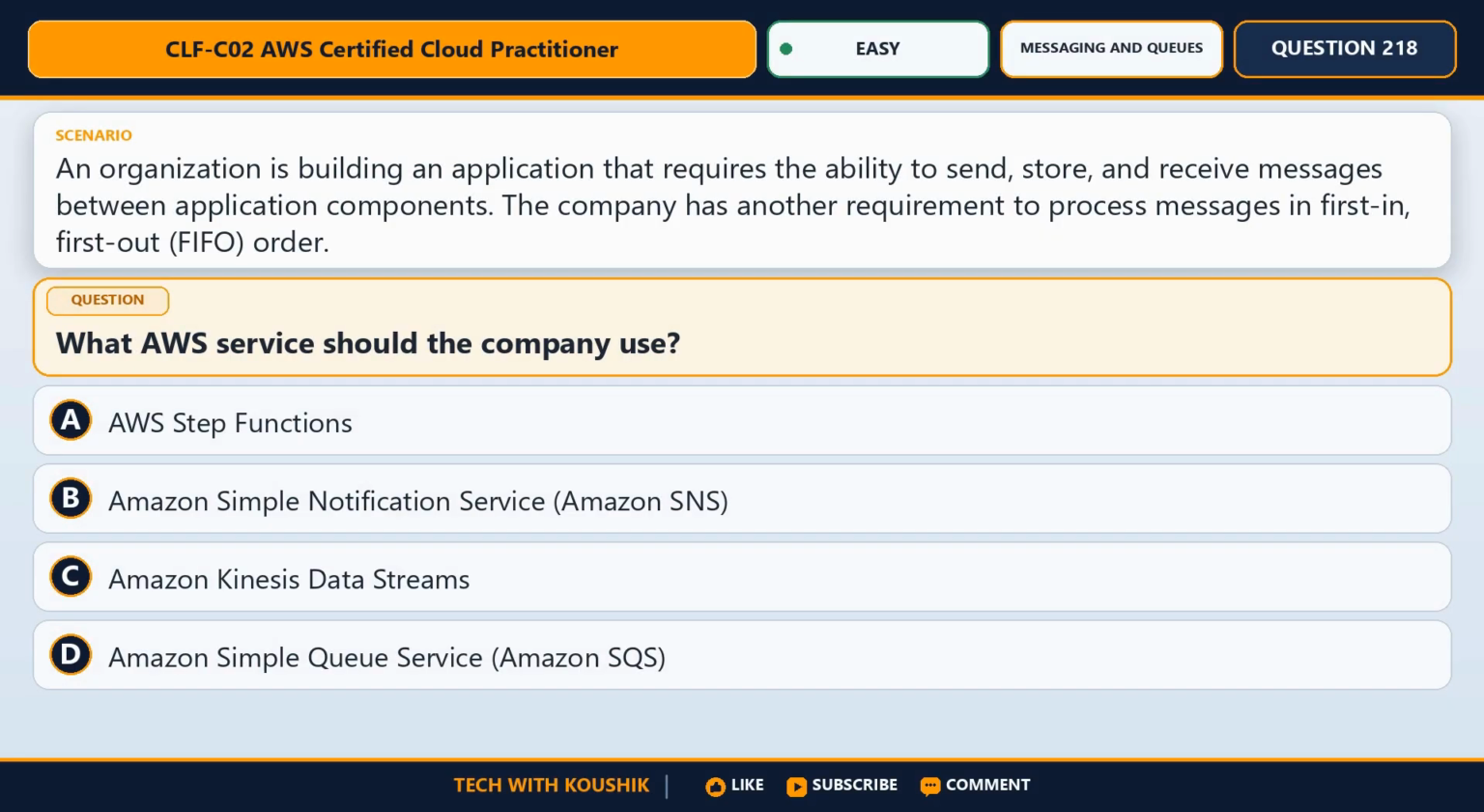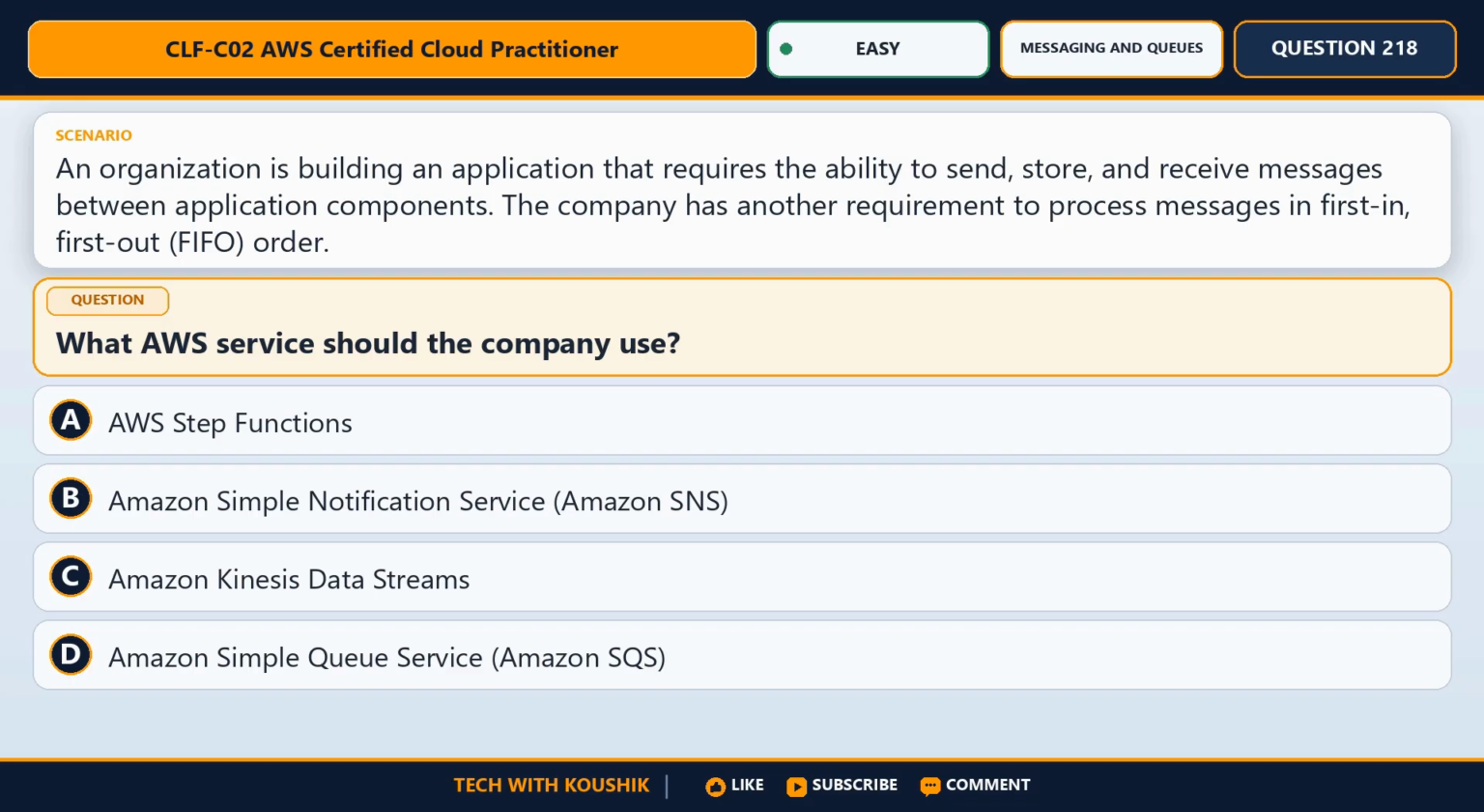Question number 218. An organization is building an application that requires the ability to send, store, and receive messages between application components. The company has another requirement to process messages in first in, first out, FIFO order. What AWS service should the company use?